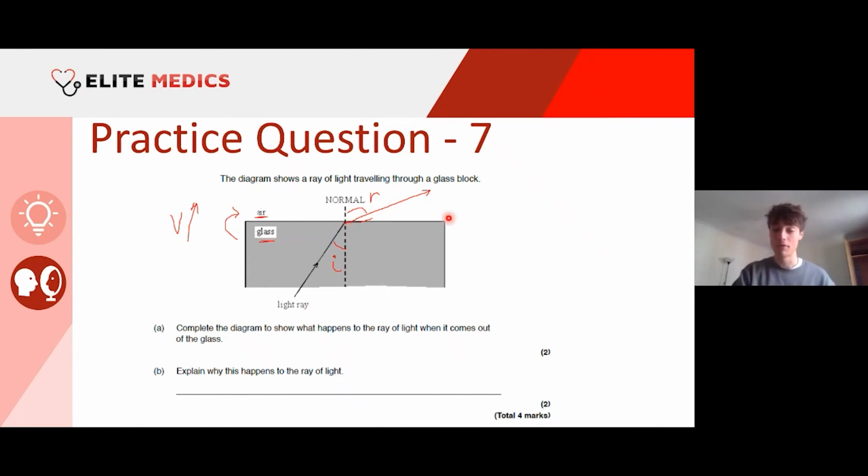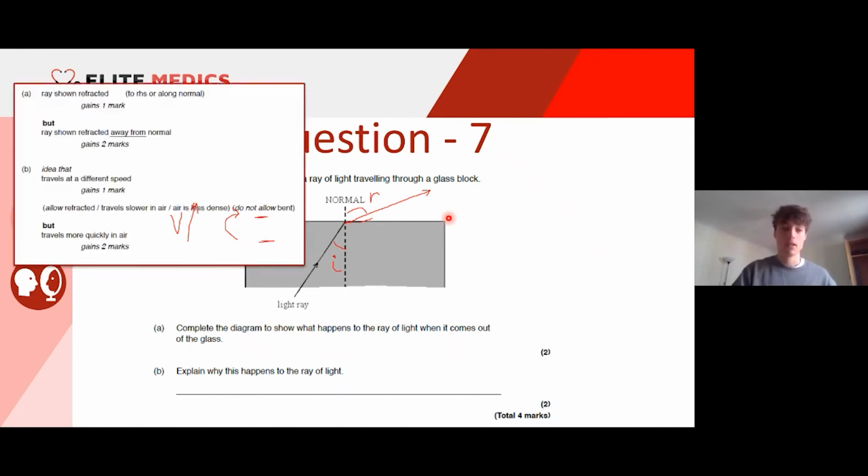Explain why this happens to a ray of light. Well, that's because speed increases. So the ray is refracted away from the normal. That's because it travels at a different speed and it travels more quickly in air.